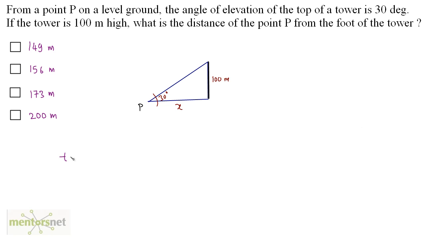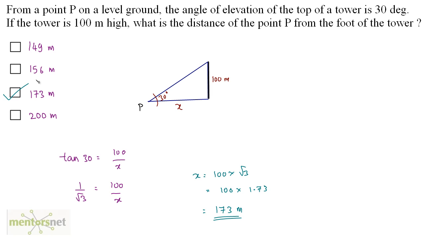Now if I take tan 30, it will be equal to the opposite side upon the adjacent side. So this is 100 divided by x. Now tan 30 is equal to 1 by root 3 from the trigonometric table, and that is equal to 100 by x. So I can write x is equal to 100 times root 3. Well, what is the value of root 3? It is 1.73. So 100 times 1.73, right? So this is equal to 173 meters, right? So option C is the correct answer.